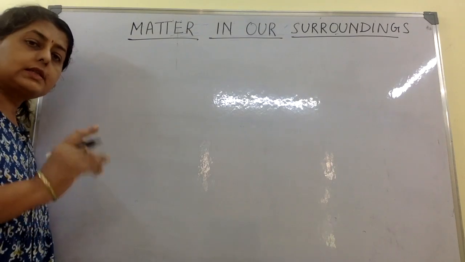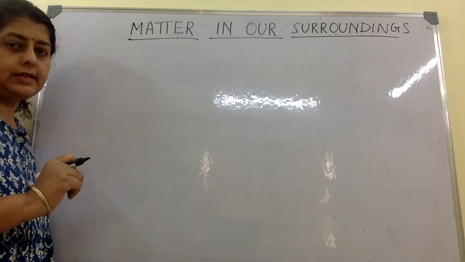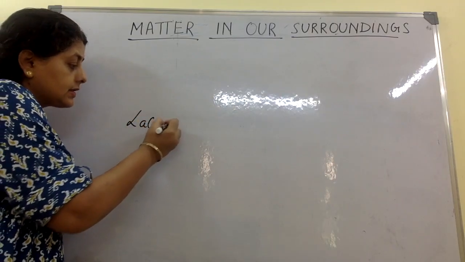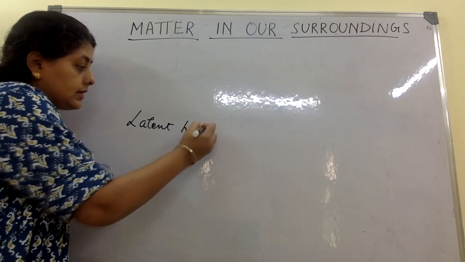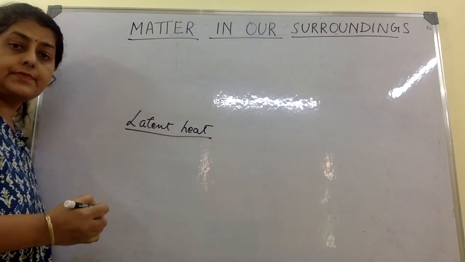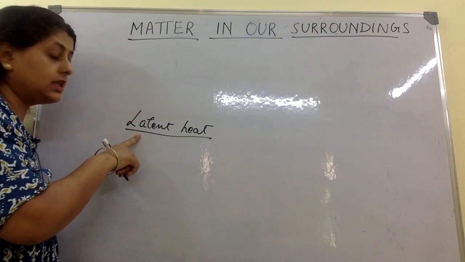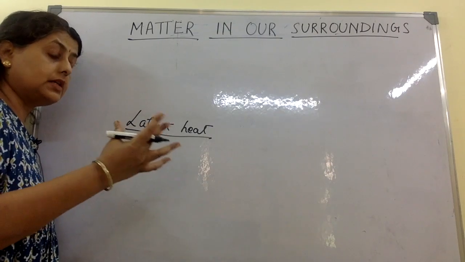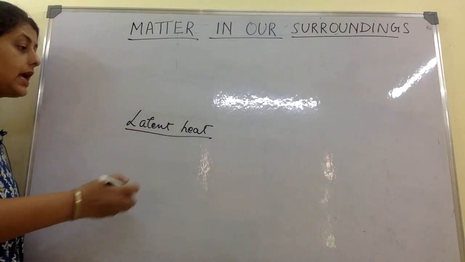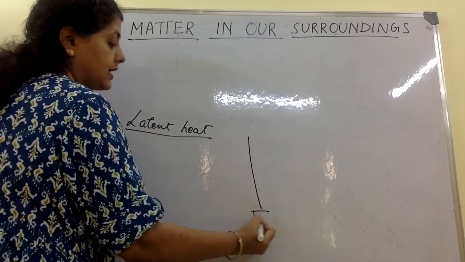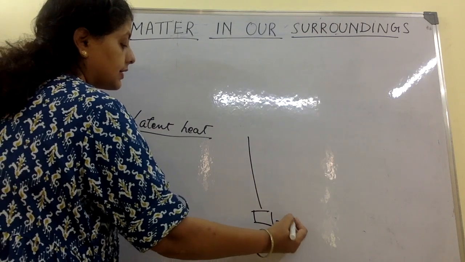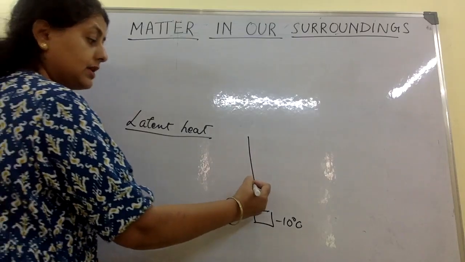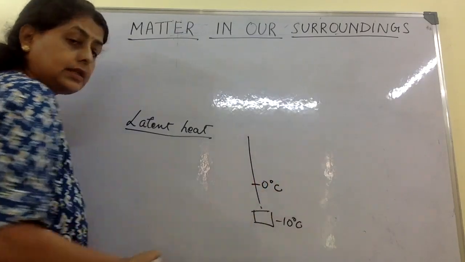Now let's come to one very important thing in this chapter, which is latent heat. Firstly, what is the meaning of the word latent? Latent means hidden, hidden heat. Supposing I have ice at minus 10 degrees centigrade, and now I am heating it. A time comes when the ice reaches 0 degrees centigrade.